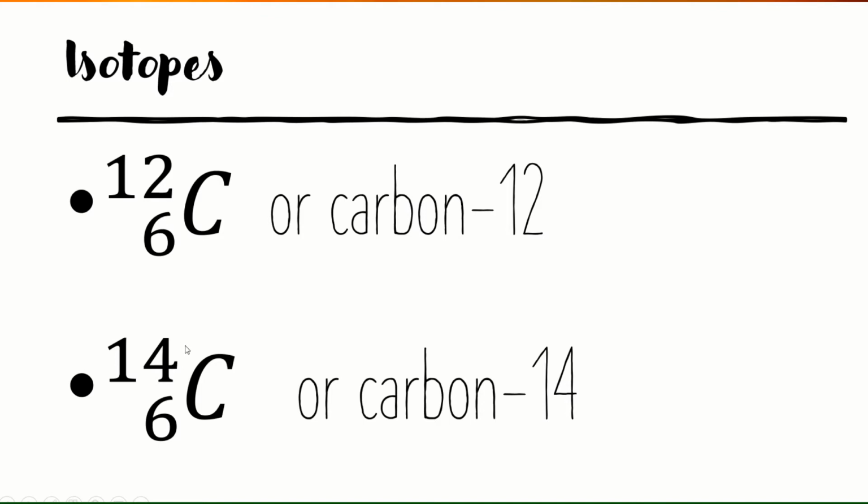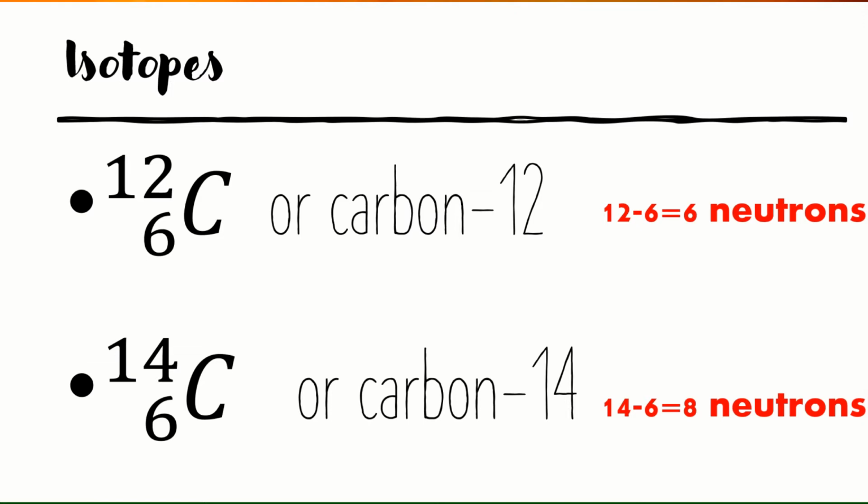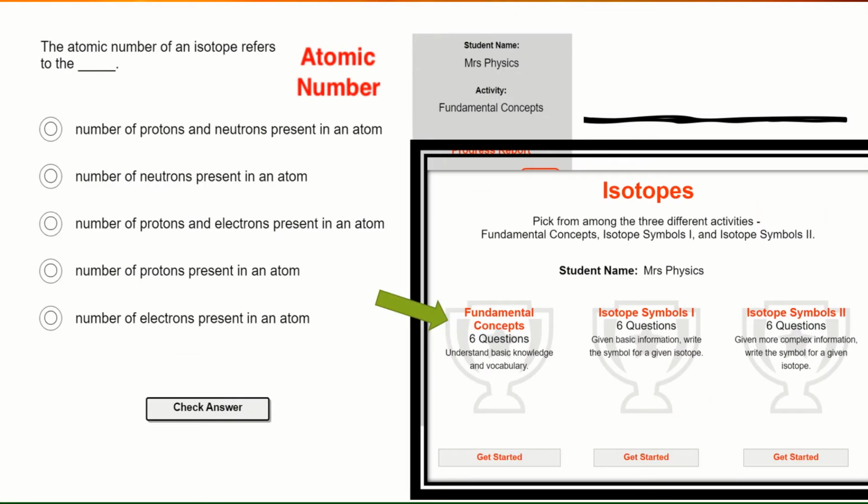So what's the difference between those? If we subtract our atomic number from our mass number, that gives us the number of neutrons. We've got 12 nucleons, i.e. 12 protons and neutrons. 6 of those are protons, which leaves 6 neutrons. You can do the one below: you've got 14, you subtract 6, and that gives us 8 neutrons. So these are isotopes. They are both carbon.